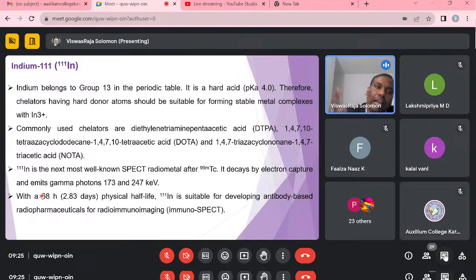We have to select the radioisotope in such a way that it matches our vector. Suppose our vector's half-life is short, we have to choose a radioisotope with a shorter half-life. If you choose a radioisotope with a higher half-life, we cannot get the most benefit from the isotopes.